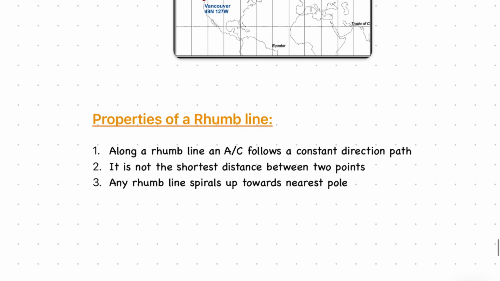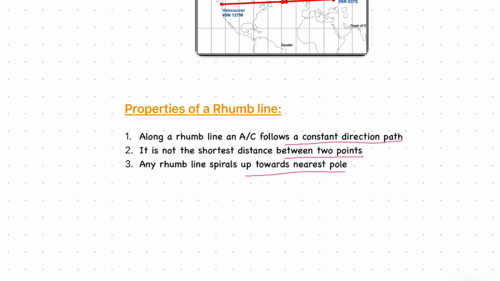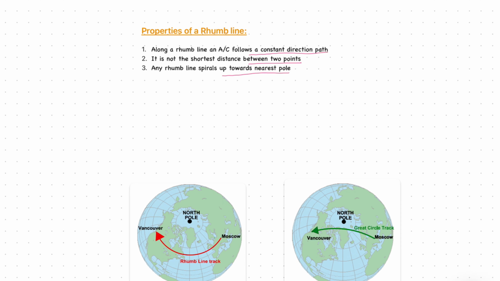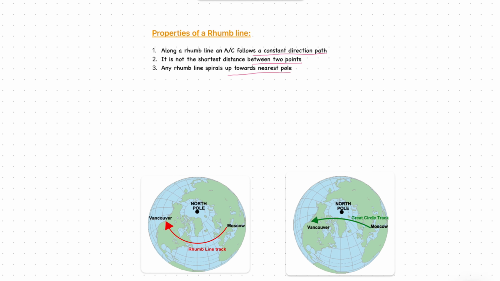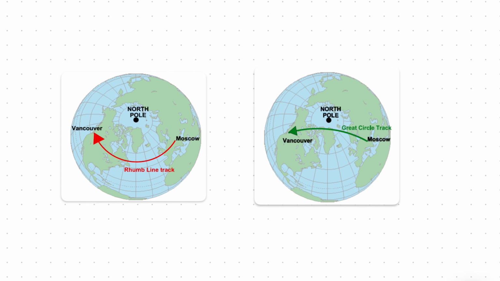Okay, properties of a rhumb line. Along a rhumb line, an aircraft follows a constant direction path. It is not the shortest distance between any 2 points. Any rhumb line spirals up towards nearer pole. Why it is saying that it spirals up towards a nearer pole? Because it is a path of a constant angle or a constant bearing or a constant heading. Okay, and our earth is also a sphere or an oblate spheroid. So it will not gonna be look like a straight line because our earth is a kind of a sphere.